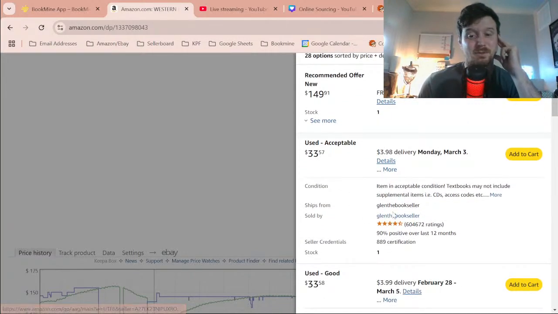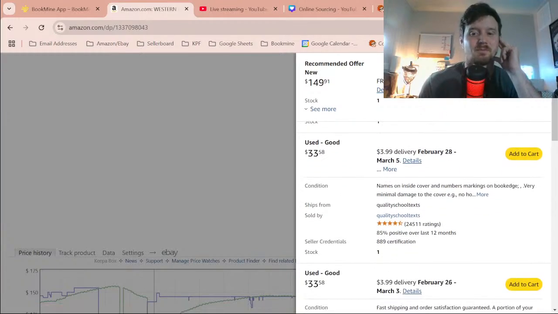Yep. But Glenn the Bookseller, I haven't had any issues with him, except for canceling on me. Names on inside cover. Numbers marking on book edge. I don't really care about the names and stuff and conditions and stuff. If someone's buying a used book for studying, they're not going to care much what it's like.